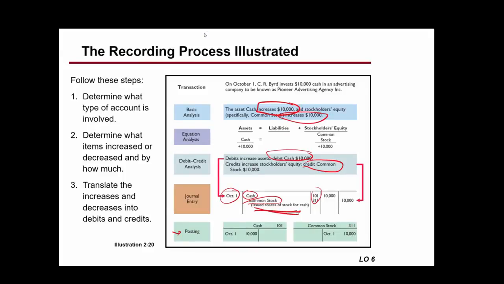What we did the first one, I'm going to repeat it just as a reminder. Remember, whenever we have a transaction, what do we do first? Analyze it. Thank you. See? Thumbs up.